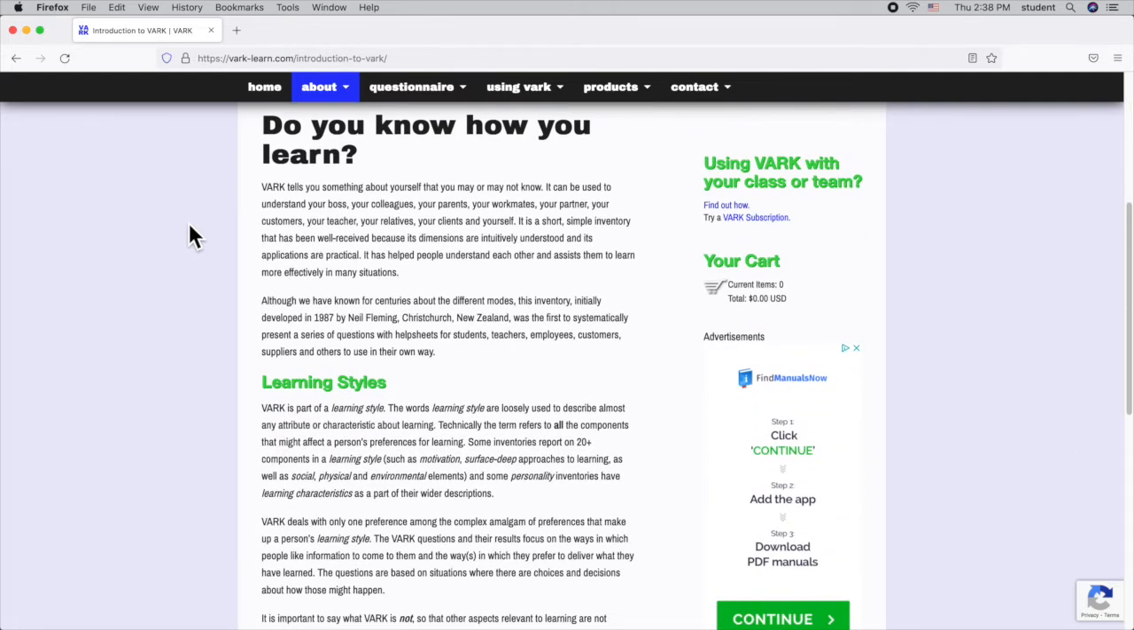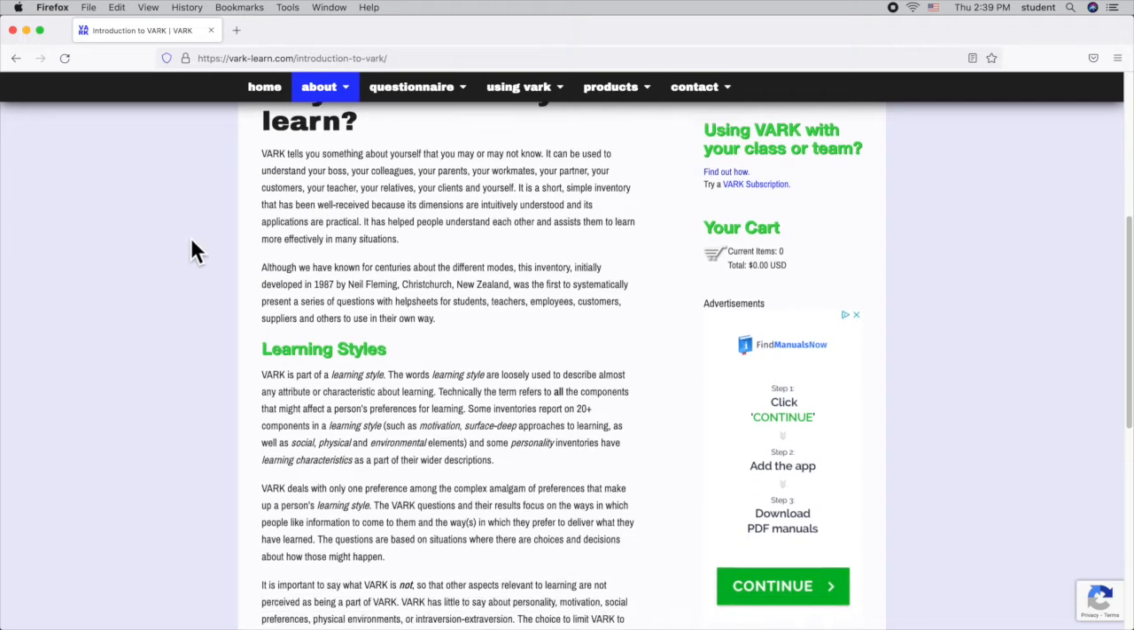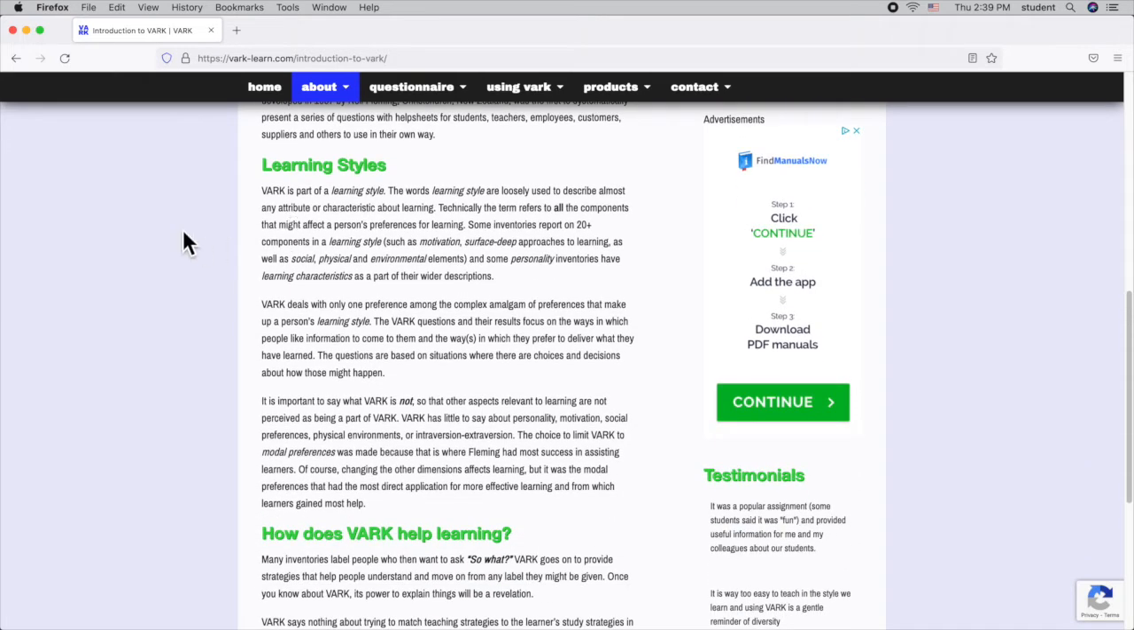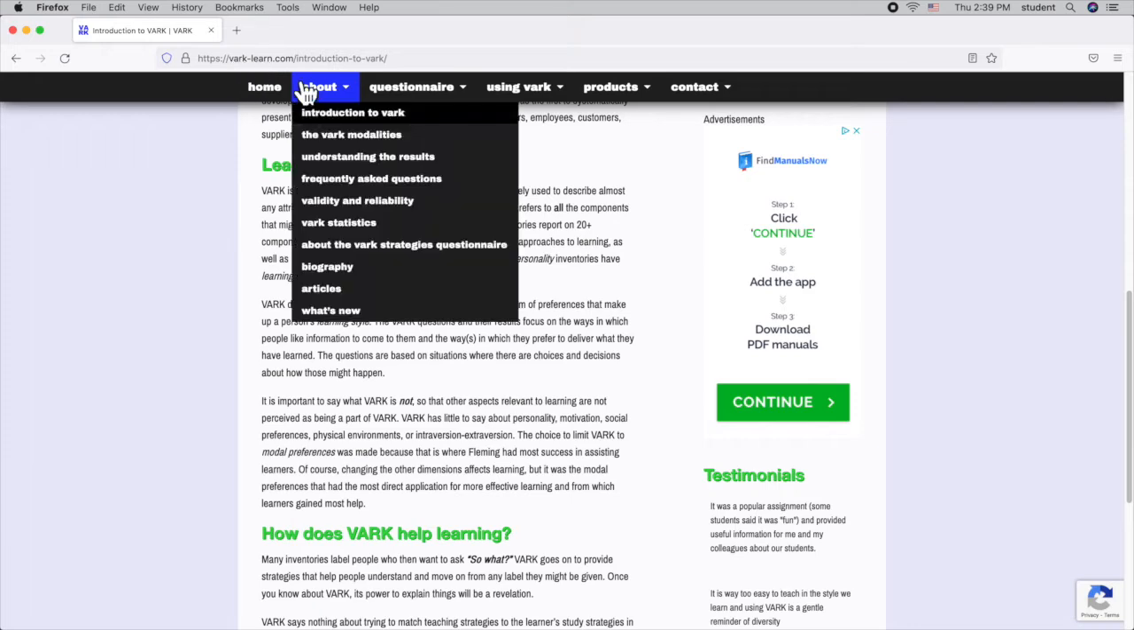So do you know how you learn? VARK tells you something about yourself you may or may not know. You can understand how you interact with the community and other individuals. So VARK is part of a learning style. The words learning style are used to describe our attributes or characteristics about learning. So what motivates us? What are our personality types? How do we integrate these into our learning characteristics? So I won't read all this, but you can go to this website, vark-learn.com.